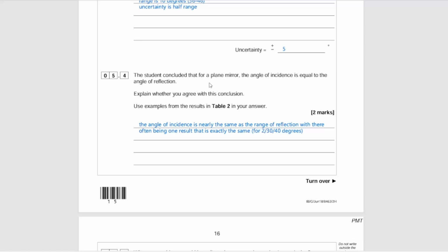Then the student concluded that for a plane mirror, the angle of incidence is equal to the angle of reflection. Explain whether you agree with this conclusion. Now, if you remember anything, you'll know that the angle of incidence is equal to the angle of reflection. So I would argue that the student is correct, and I agree with their conclusion. The evidence from table 2 is that the angle of incidence is nearly always the same as the angle of reflection, with there often being one result that is exactly the same.